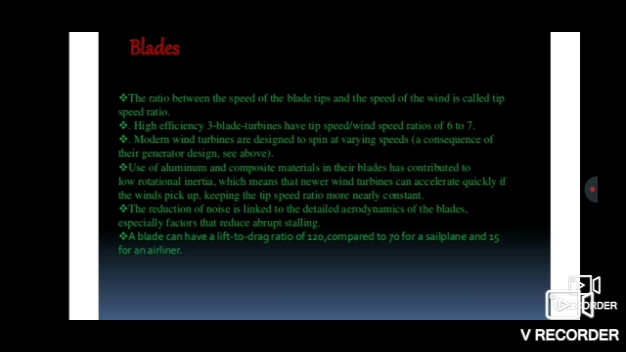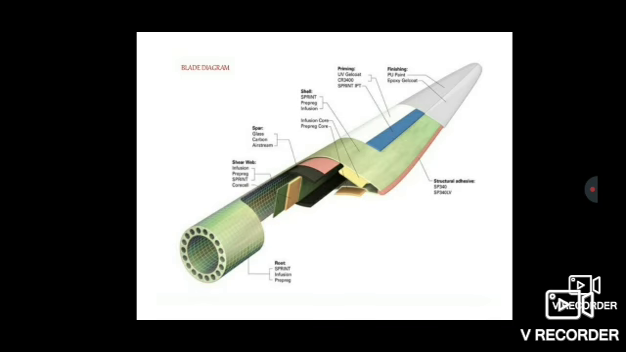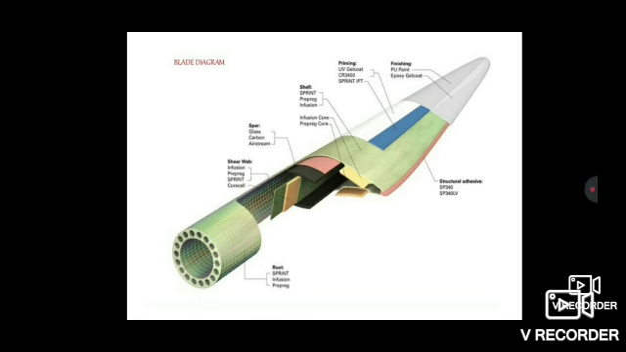The reduction of noise is linked to the detailed aerodynamics of the blades, especially factors that reduce abrupt stalling. A blade can have a lift to drag ratio of 120 compared to 70 for a sailplane and 15 for an airliner. This is the diagram of the blade. From the diagram, we can see the layers of the blade.